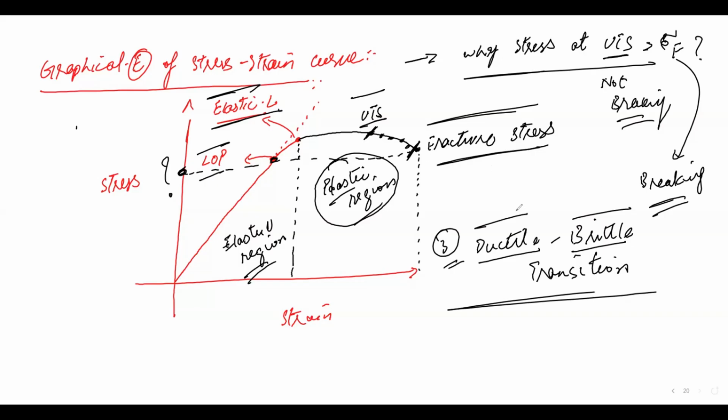What is the reason for a ductile to brittle transition of substances? In what cases can a material shift from a ductile behavior to a brittle behavior? Are there any conditions?